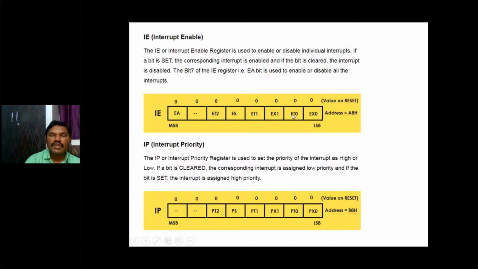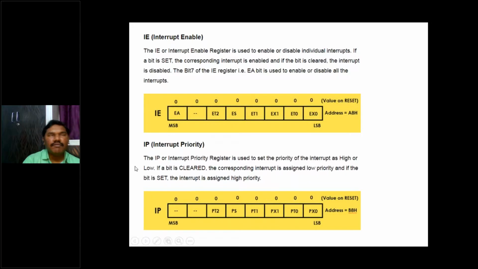If you are operating timer 0, this will be set. If you are operating timer 1, this will be set. If INT0 is operating, this will be set. If INT1 is operating, that will be set by EX1. Okay, what is EA? To enable all of these, this bit must be logic high. That is what we call the interrupt enable. We will see this once again in detail in part 2 of this unit 2.